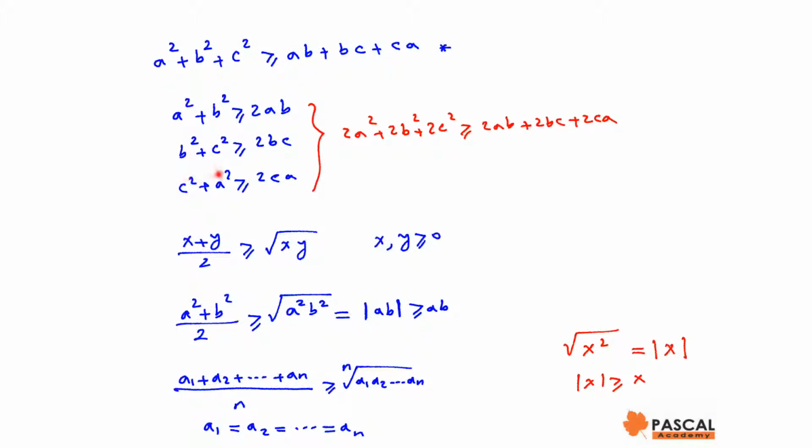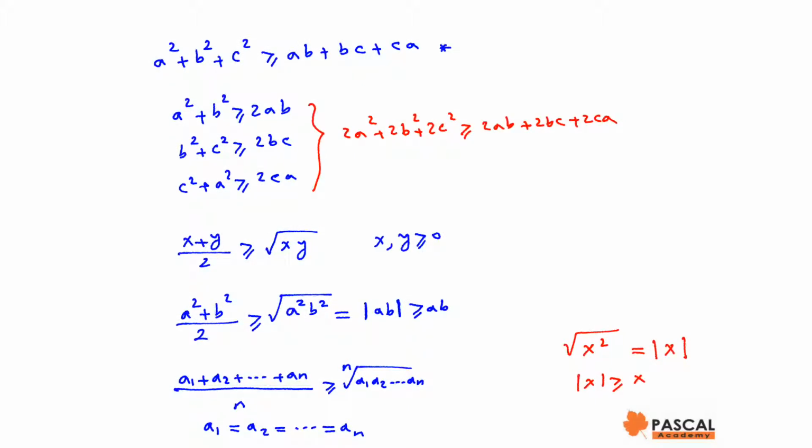Similarly, we have b2 plus c2 is greater or equal than 2bc, and c2 plus a2 is greater or equal than 2ac. By adding these three inequalities, we have 2a2 plus 2b2 plus 2c2 greater or equal than 2ab plus 2bc plus 2ac. If we divide both sides of this inequality by 2, we have the desired inequality.